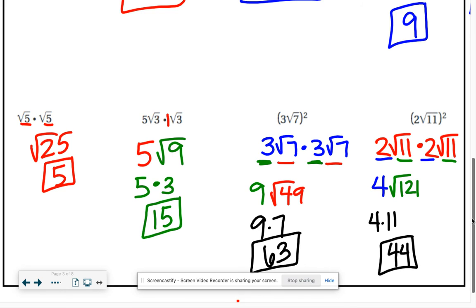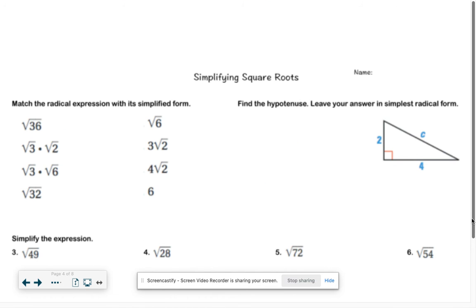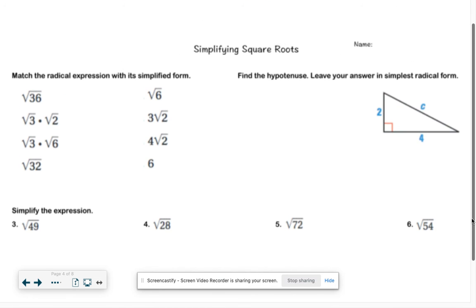Okay, folks, let's do some of this together. Are we all here? Nice. Okay, let's start with the ones on the left. It says match the radical expression with its simplified form. This one's pretty easy. What's the square root of 36? 6. That's good.